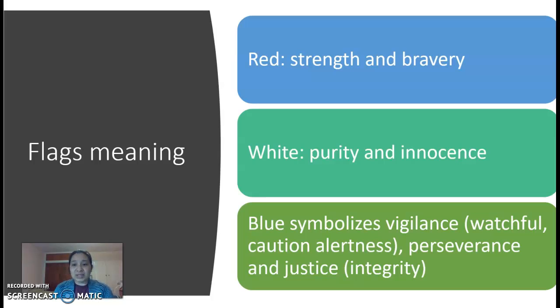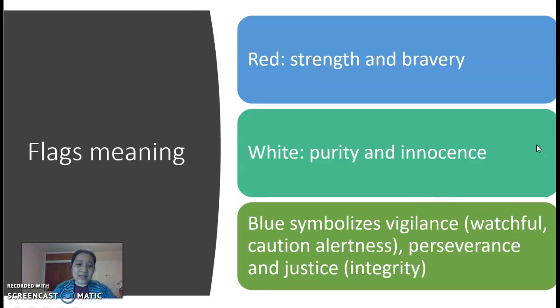White represents purity and innocence. They want something that's good, and they fought for this country. The blue represents vigilance, watchful, cautious alertness, perseverance and justice, and having integrity. So this is what the flag represents: all the people that fought for this country for their freedom for us today.